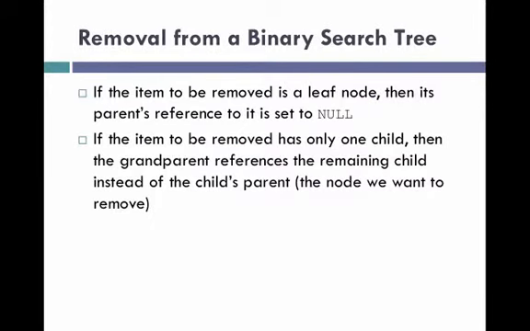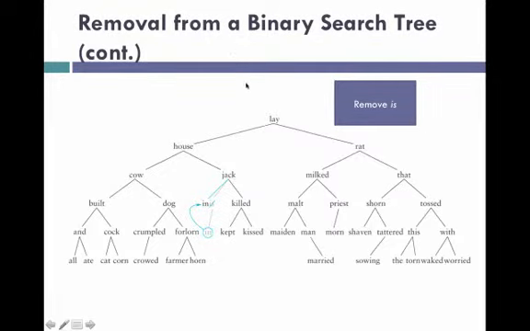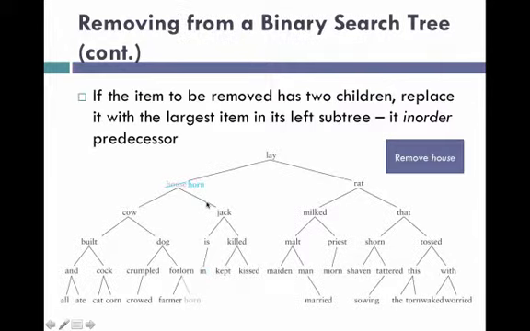Now if the item to be removed is a leaf node, then its parent reference is set to null. But if an item to be removed has only one child, then the grandparent references the remaining child instead of the child's parent, because the parent is the node we want to remove. So here's an example of removing from a binary tree, and we're going to remove the value "is". To begin with, "is" is the parent of the node "in". Once we find it, since there's only one child, we'll remove "is", and "in" will take its place.